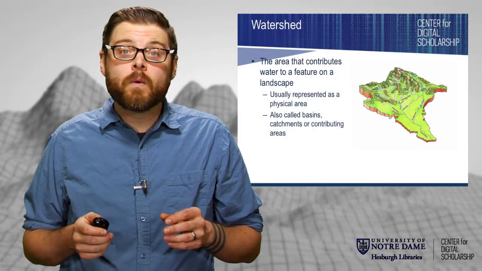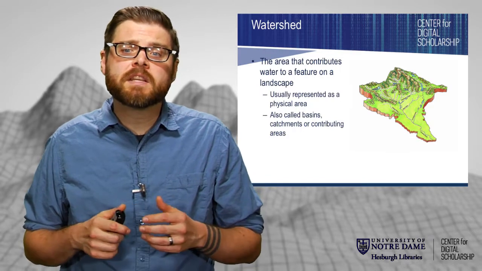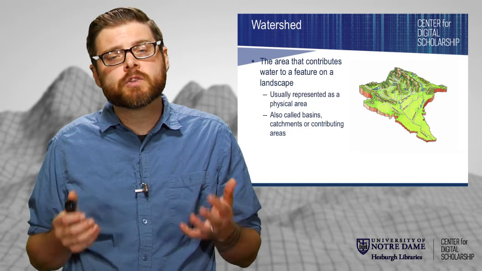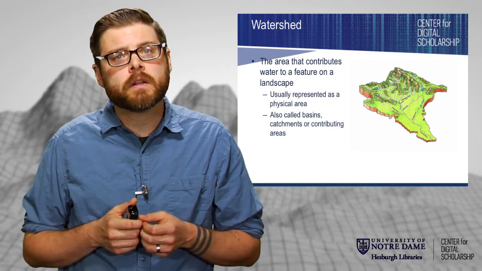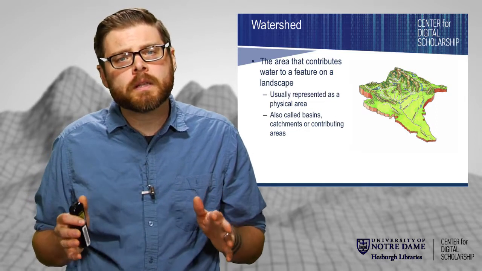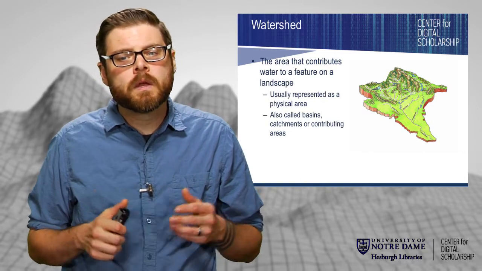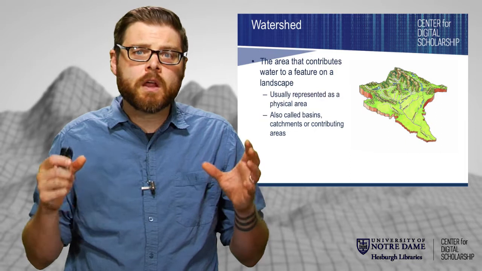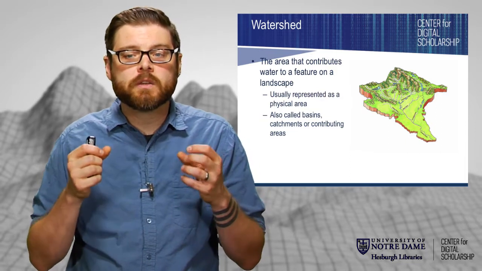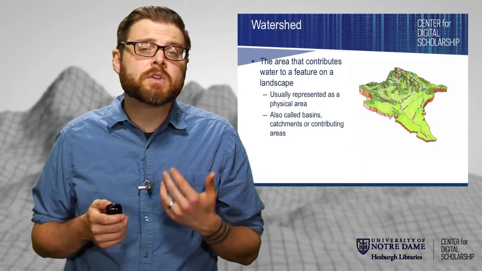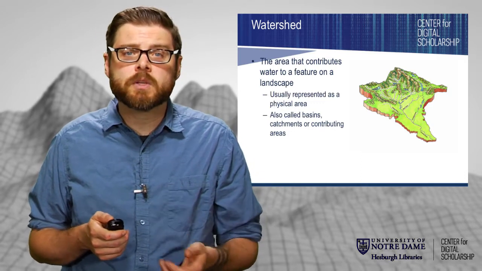Just one thing that I want to define before we get into it, and that's the idea of a watershed. A watershed is essentially the area that contributes water to a particular feature on a landscape. This will become important a little bit later on when we're talking about the final stages of creating a hydrological model. It's essentially the physical area contributing to the water that flows through a particular spot. Sometimes you hear these called basins, catchments, or contributing areas.